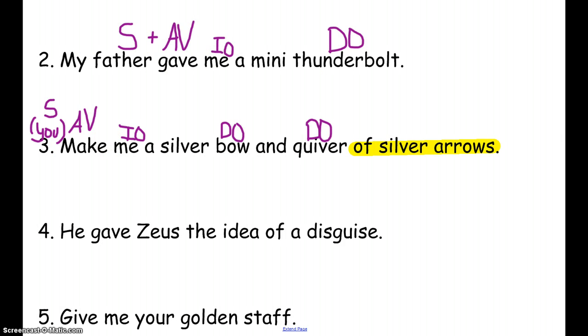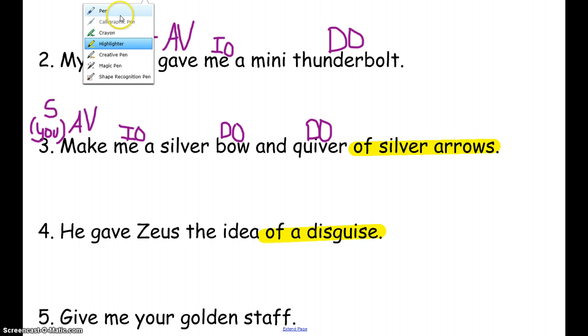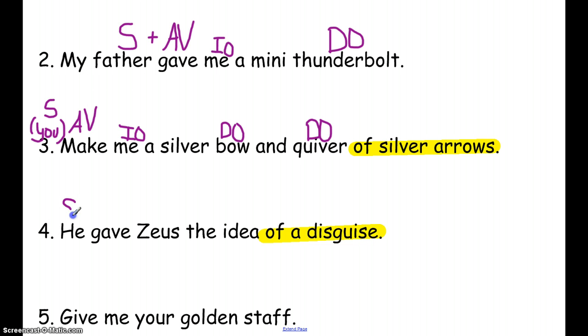He gave Zeus the idea of a disguise. I look for my prepositional phrase, of a disguise. I'm left with he gave Zeus the idea. The subject is he. What did he do? He gave. What did he give? He gave an idea. He gave the idea to whom or for whom? He gave the idea to Zeus.